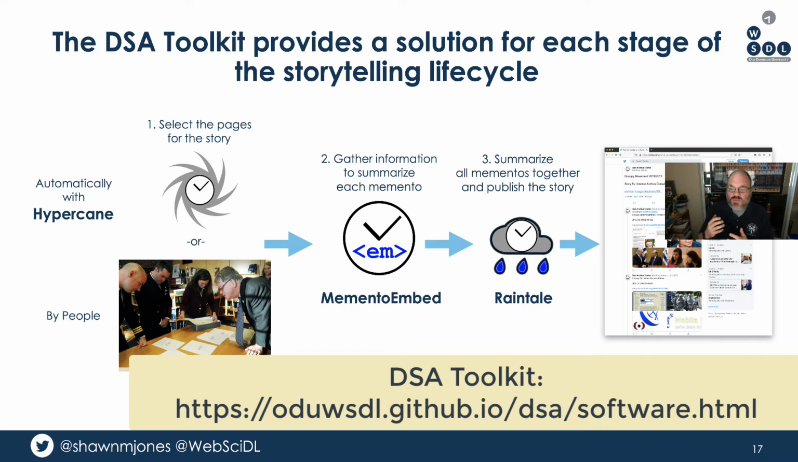We've done a series of other videos talking about these other tools like Memento Embed, which gathers information to summarize each memento, or Raintail, which summarizes all mementos together. We're not going to be talking about those tools today. Today we're going to focus on Hypercane, which just automatically selects the pages for your story.